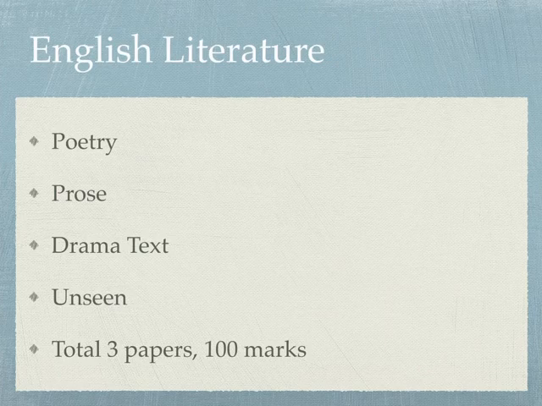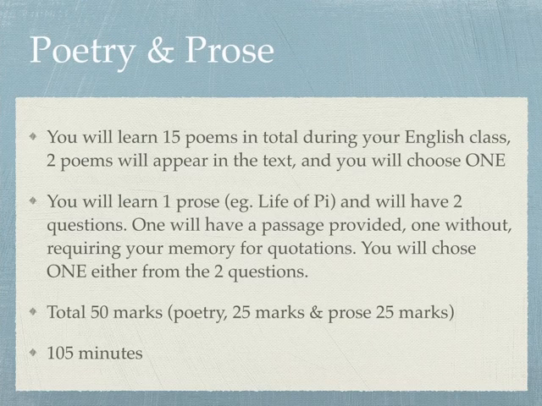So the other part is English literature. You will be studying poetry, prose, drama text, and unseen passage. That's the 4 sections of your test. There will be 3 papers in total, and it's 100 marks. You'll be doing poetry and prose on the first paper. You'll learn 15 poems in your English class, and 2 poems will appear in the test, and you only need to choose 1 from them, and you need to write.